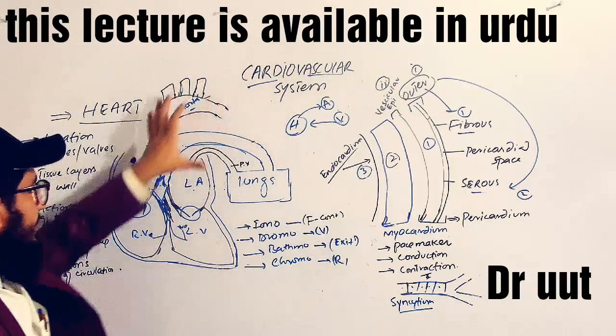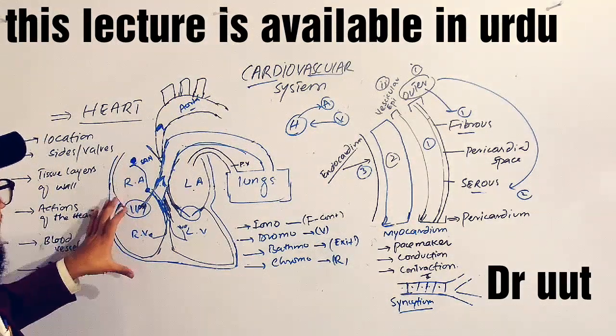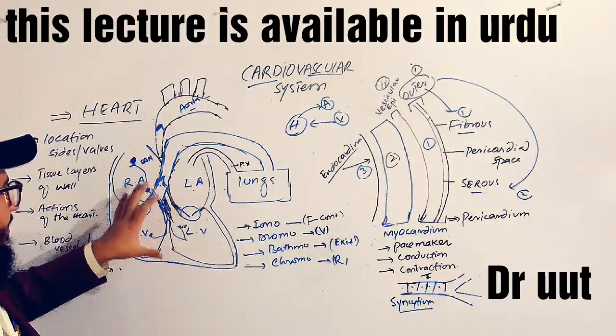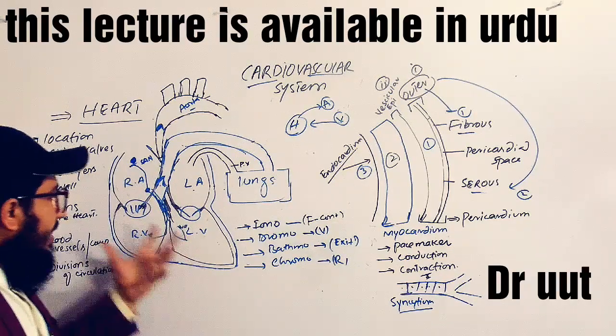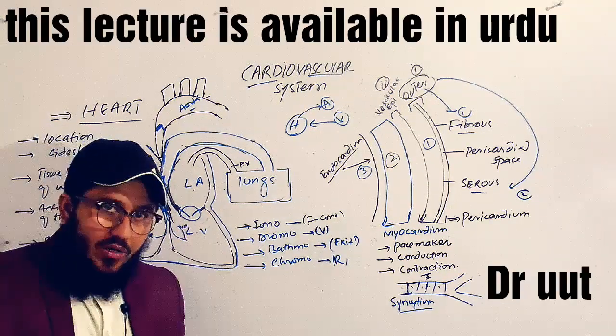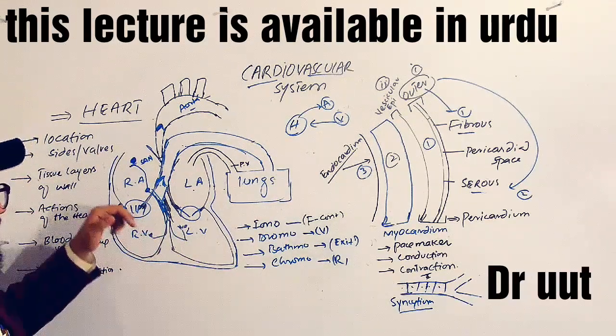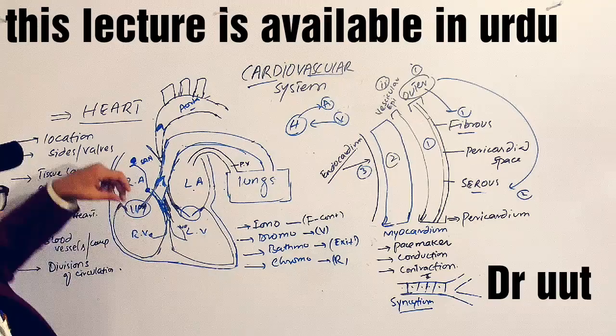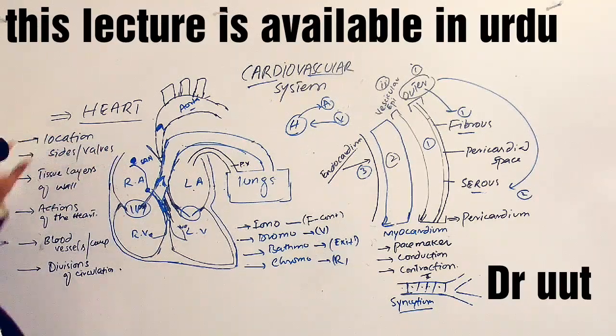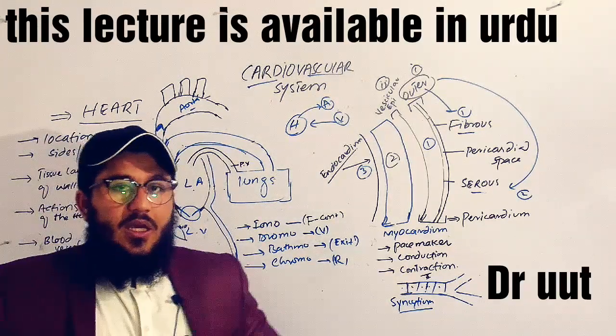So, coming towards the heart. The heart is composed of four chambers, and its main function is pumping, so it is a pumping organ. And now physiologically, what will we study? The role of each and everything, starting from the location. Where is this heart located?